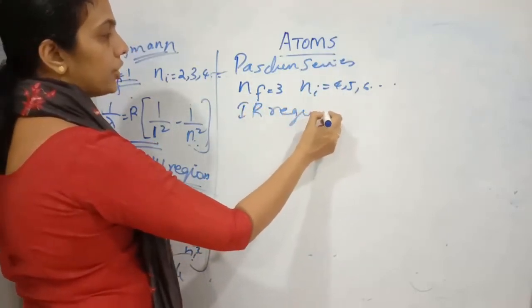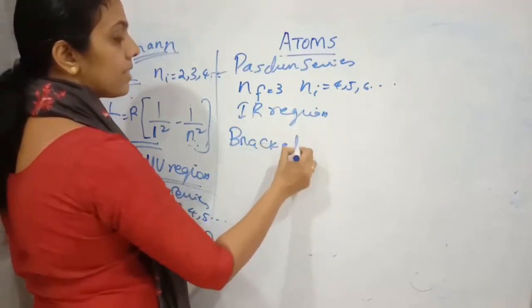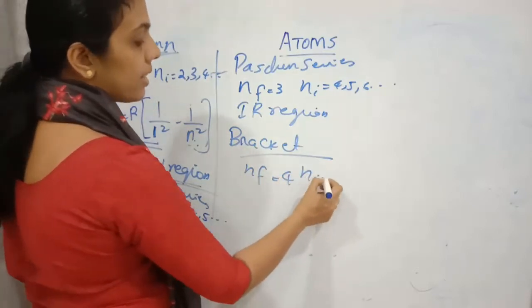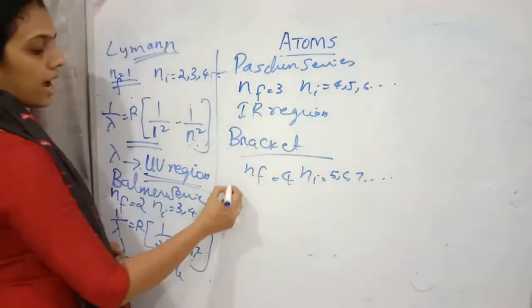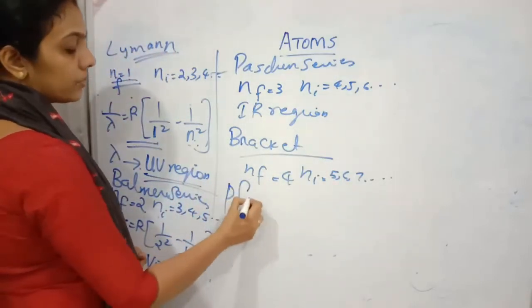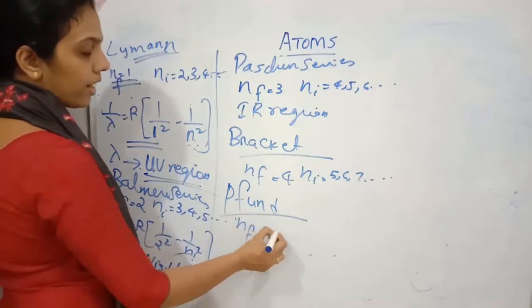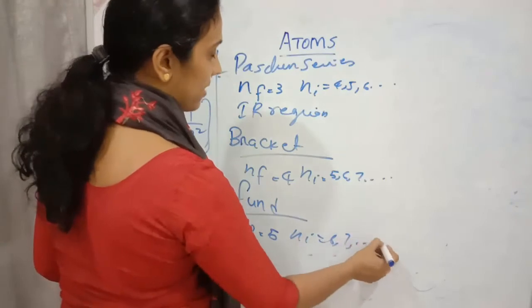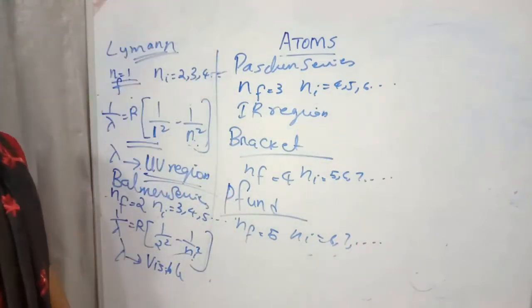Okay, Paschen, then Brackett series. In the Brackett series, nf is equal to 4 and ni equals 5, 6, 7, etc. Like that it will be. And the next and last one is the Pfund series. In the Pfund series, nf is equal to 5 and ni equals 6, 7, 8, etc. Like that we will be getting the different series of lines.